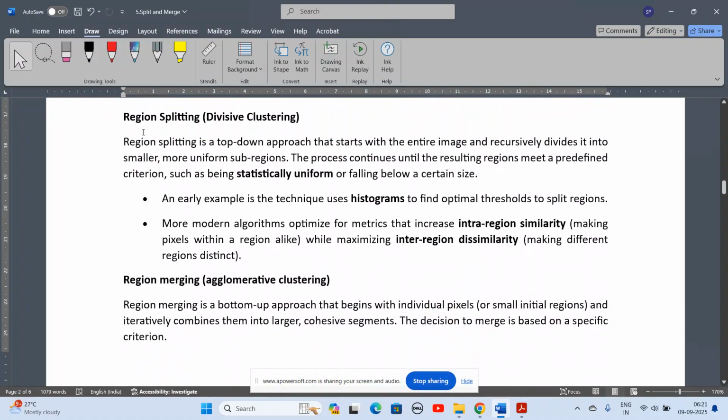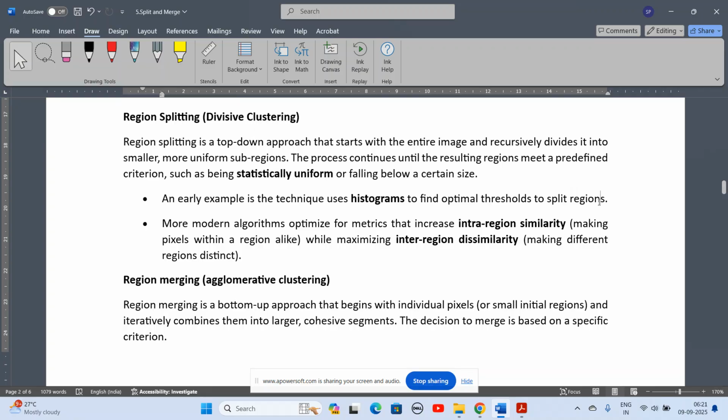The next concept is region splitting and region merging. Splitting is divisive clustering; merging means agglomerative clustering. Splitting is a top-down approach, and agglomerative clustering is a bottom-up approach. We start with the entire image and recursively divide it into smaller, more uniform subregions. The uniform subregions are determined based on statistics, so we will use histograms to find the optimal threshold to determine the splitting regions.